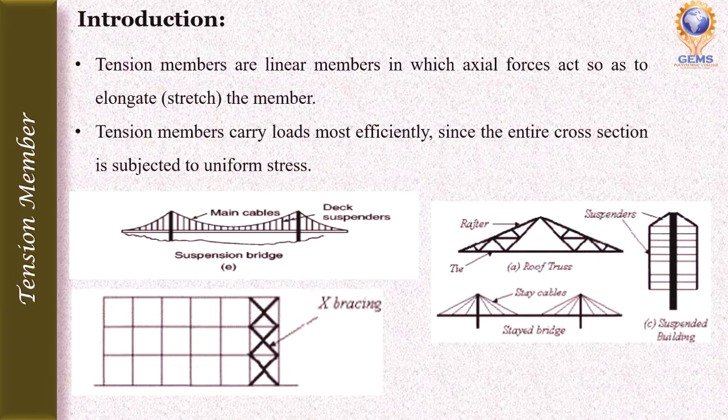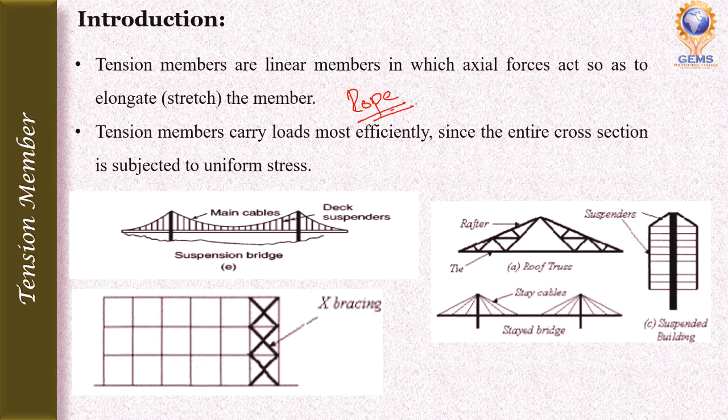Tension members are linear members on which axial forces act. While the axial forces act on the tension member, it elongates or stretches the member. That's why it is called a tension member. Tension members elongate lengthwise. The best example from our day-to-day life of a tension member is a rope. Rope is a very good example of a tension member.